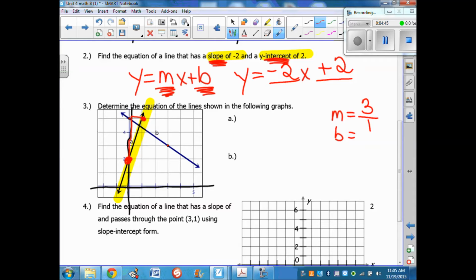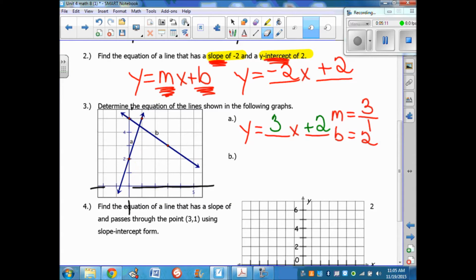And where did that line begin? Where did it cross the y-axis? It crossed at 2. Now we can write our equation. Y equals blank x blank. So fill in your blanks. 3 over 1, or you can just write 3, plus the y-intercept is 2. Now I'm going to erase so we can focus in on the other line, line B.